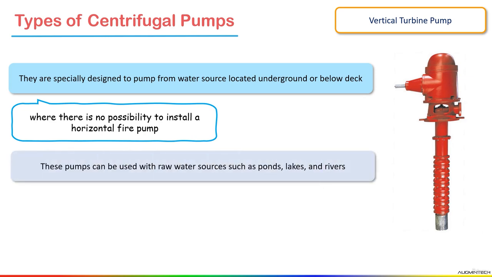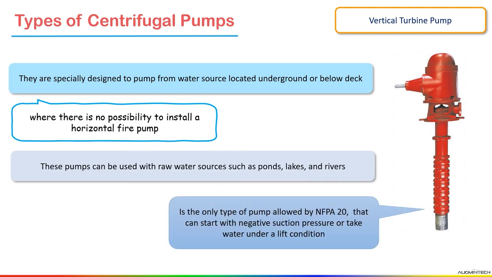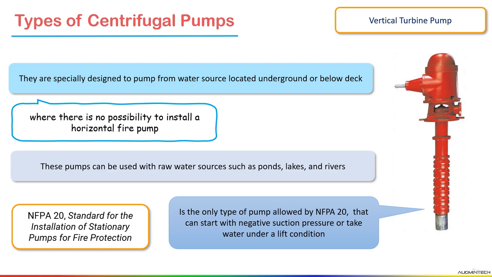Now these pumps can be used with raw water sources such as ponds, lakes and rivers. It is the only type of pump allowed by NFPA 20 that can start with negative suction pressure or take water under a lift condition. Vertical turbine pumps come in a wide range of capacity and pressure, and they can be used with diesel and electrical drivers.